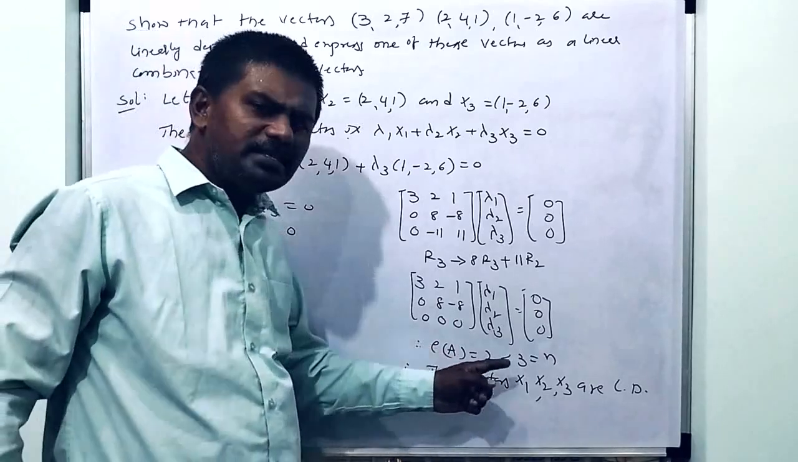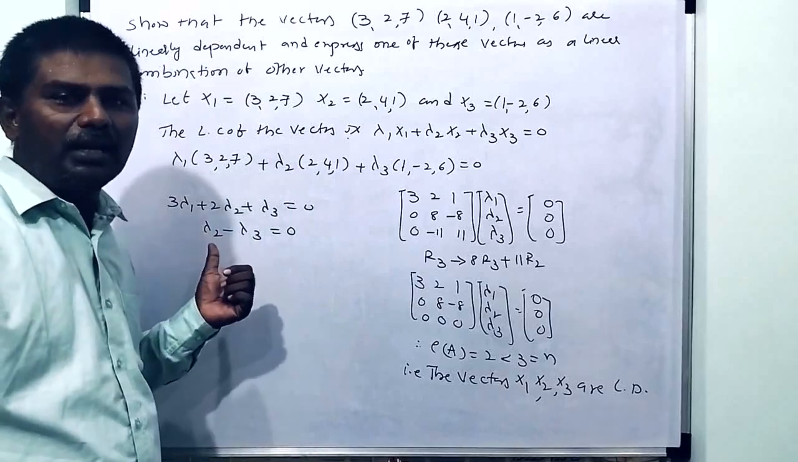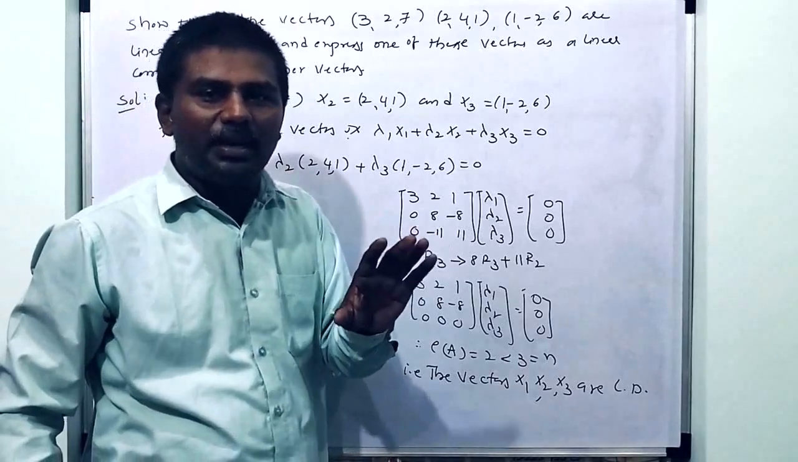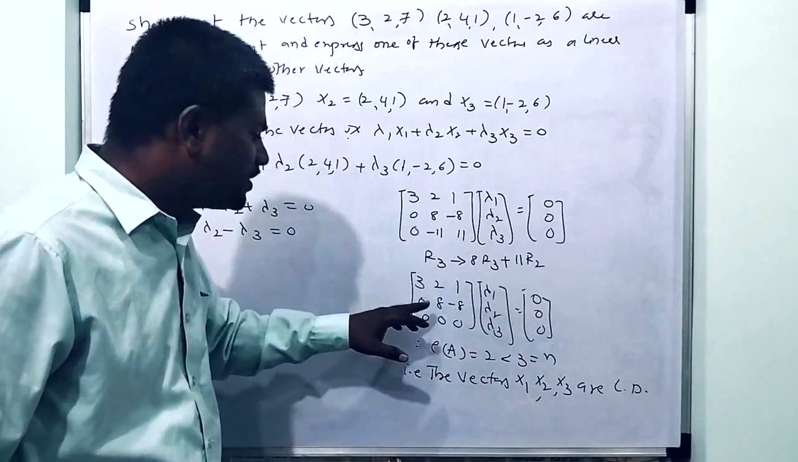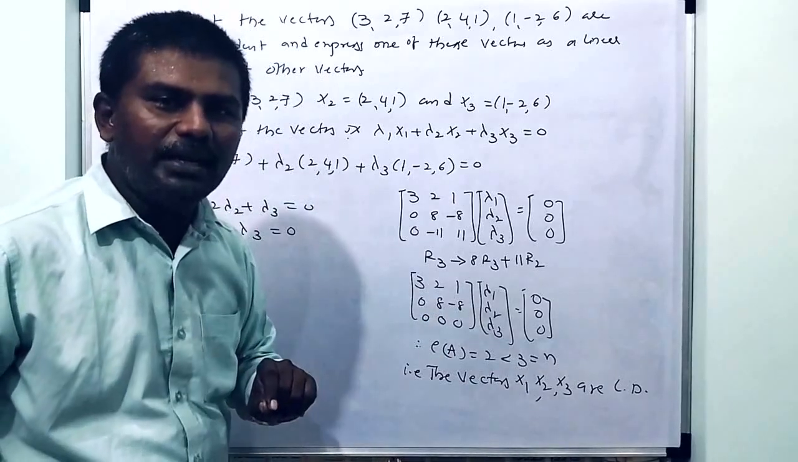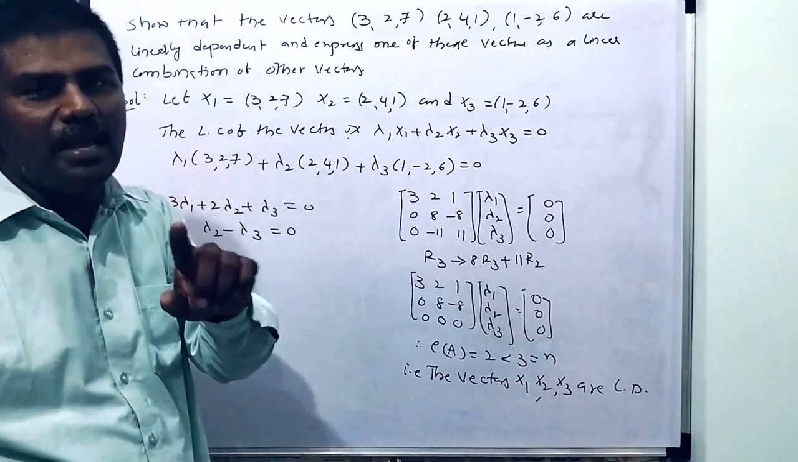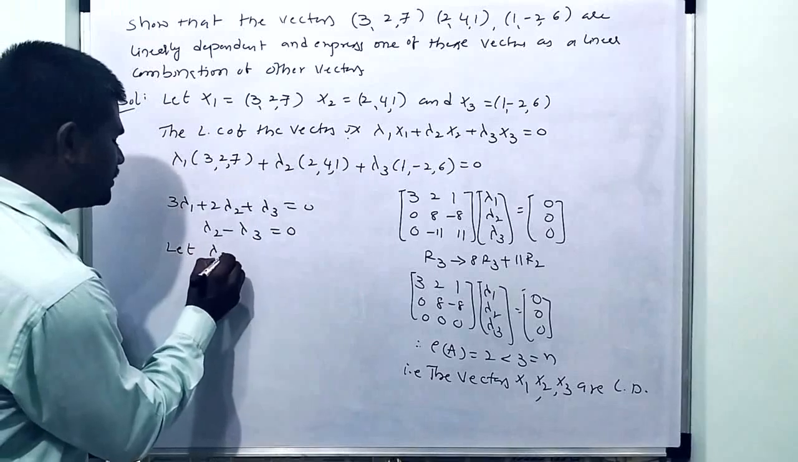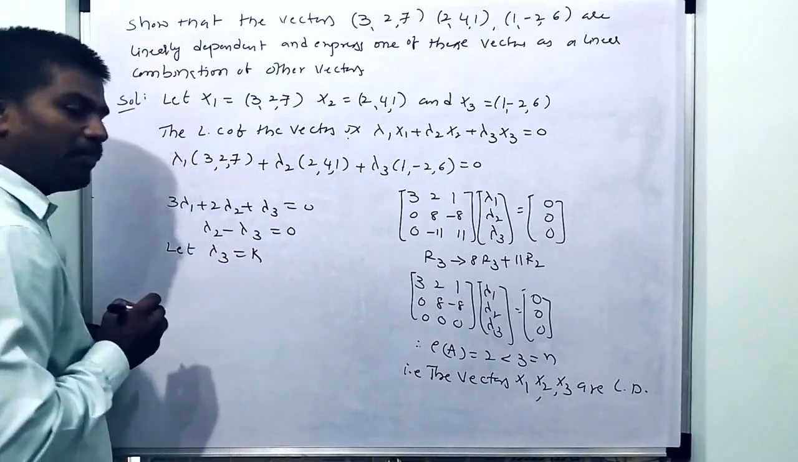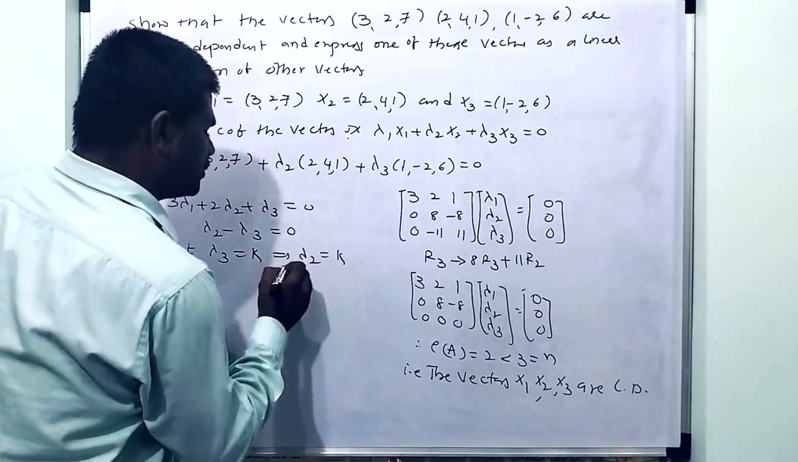As rank is less than number of unknowns, the system has infinitely many solutions and n minus r linearly independent solutions. How many? n minus r is 3 minus 2, which is one linearly independent solution. So you need to take one variable as a constant. Let lambda 3 is equal to k. That implies lambda 2 is also k.